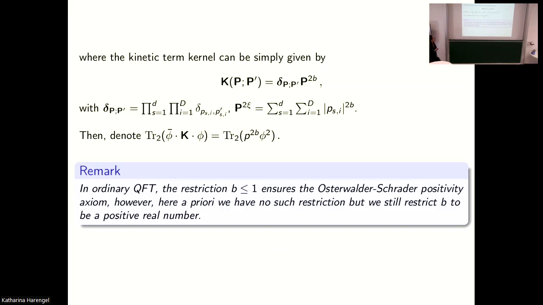Okay. And a remark here is that a priori we are studying field theory of geometry rather than field theory on geometry. Geometry referring to, say, R^D or our space-time. So there is no restriction on the value of b coming, for example, from the Osterwalder-Schrader positivity axiom a priori. We don't really care about this. But then we take it at least to restrict b to be a positive real number, at least in our model.